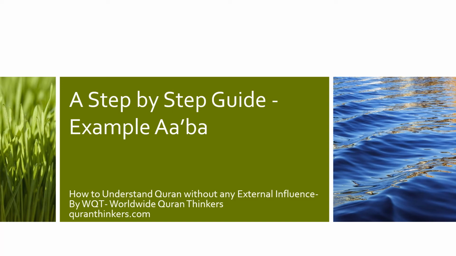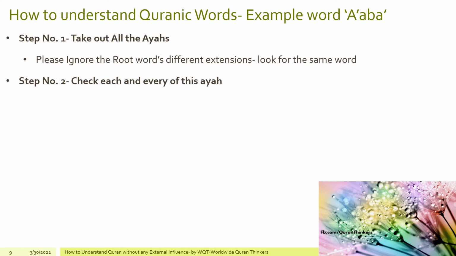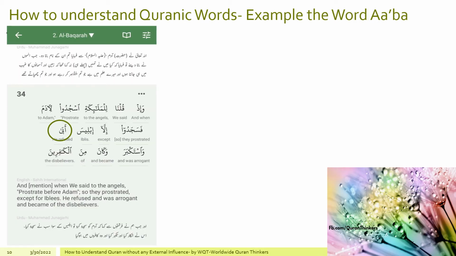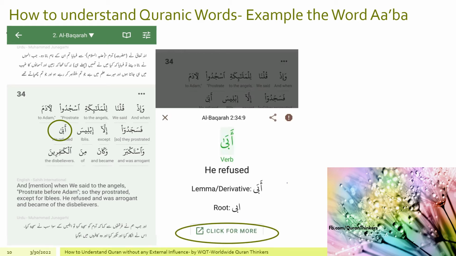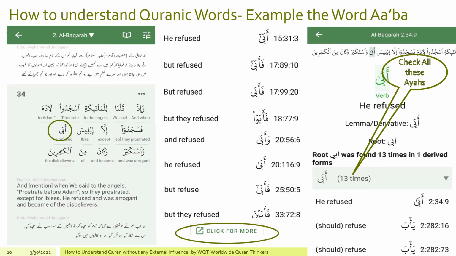Now let's discuss another example. Again, we will go through the same process: take out all the ayahs, ignore the root word, check each and every ayah, identify the shared characteristics among all the meanings, and cross-check if the same meanings are applicable in other ayahs too. For instance, when we are taking out all the ayahs, again we are using the same smartphone app. Surah Baqarah, ayat number 34, uses the word Aba. Again, we will click for more and we will check all these 13 ayahs with the use of the word Aba.